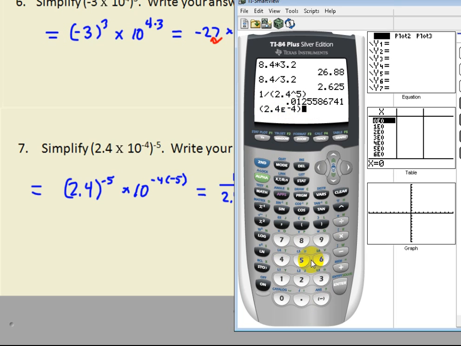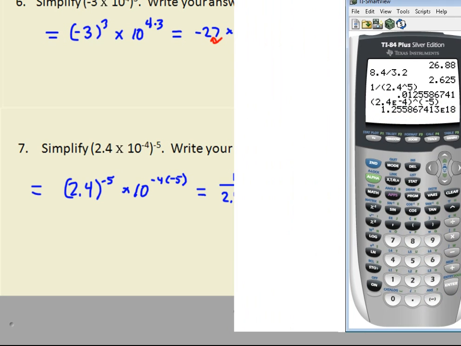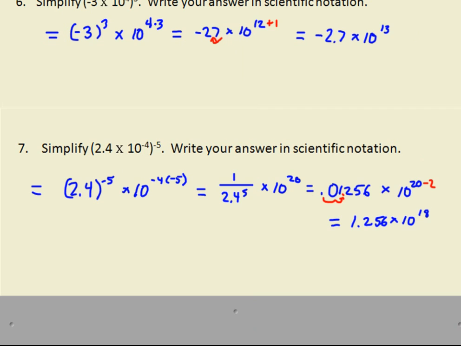So times 10 to the negative 4, and we're going to raise that to the negative 5th power. So raise that to the negative 5 power, and we get, notice our answer is in scientific notation, and if we rounded, 1.256 times 10 to the 18th. So it's looking good, and I hope you find that your work looks good as well. Good luck.